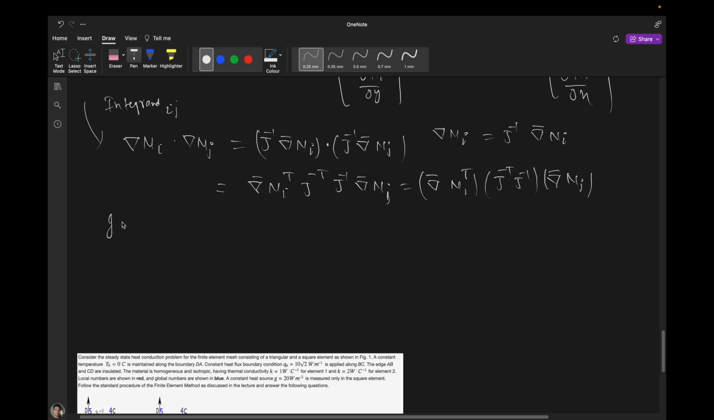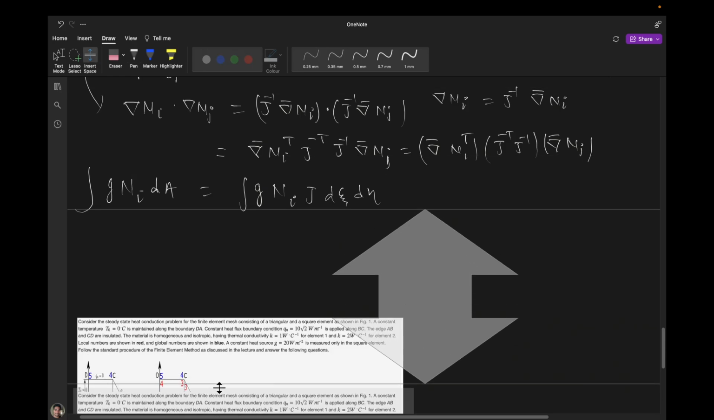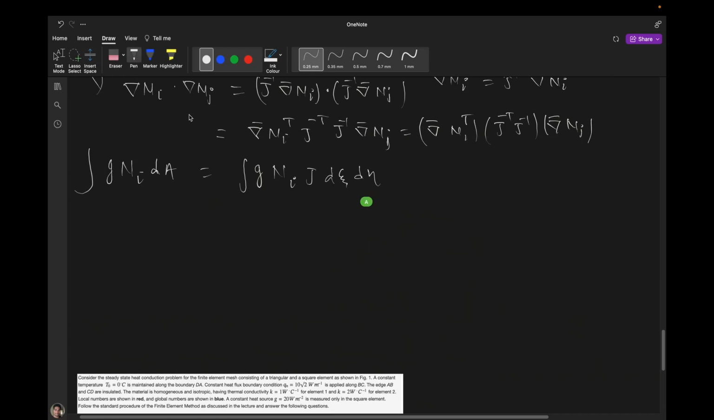Similarly, if I want to get the integral of g times n_i dA, that is very simple. I can write n_i, which is already in xi and eta, and in place of dA I have to write J del xi del eta. Okay.